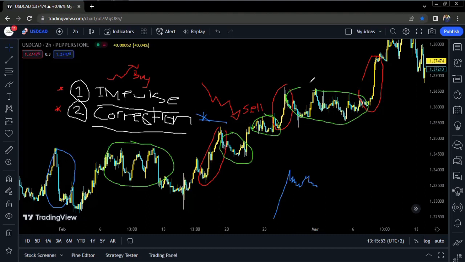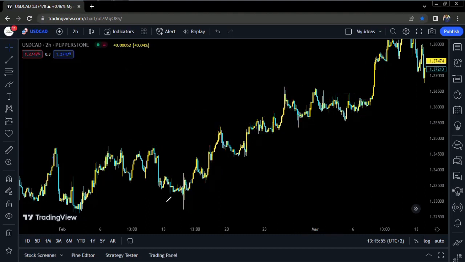All right, let me just clear this stuff up so you guys can see clearly. Okay, so I said phase one, impulse, phase two, correction, followed by impulse, followed by correction, followed by impulse, followed by correction, followed by impulse. So this is a never-ending cycle, right? Phase one will be an impulse. Phase two will be a correction. Phase one will be an impulse again. Phase two, a correction. Phase one, impulse. Phase two, correction. Phase one, impulse, etc.